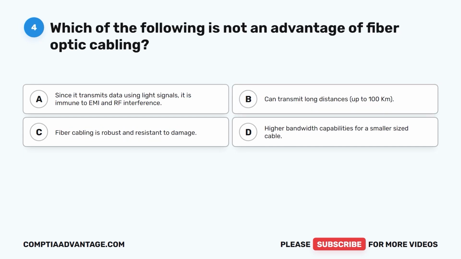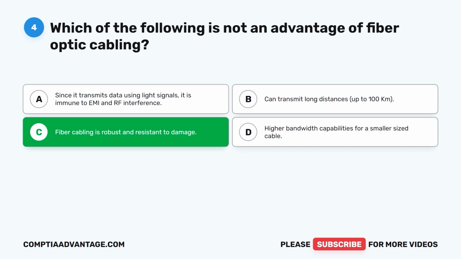Question 4. Which of the following is not an advantage of fiber optic cabling? A. Since it transmits data using light signals, it is immune to EMI and RF interference. B. Can transmit long distances, up to 100 kilometers. C. Fiber cabling is robust and resistant to damage. D. Higher bandwidth capabilities for a smaller sized cable. The correct answer is C. Fiber cabling is robust and resistant to damage.